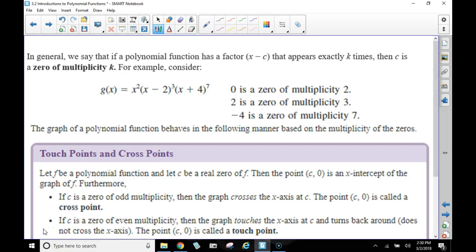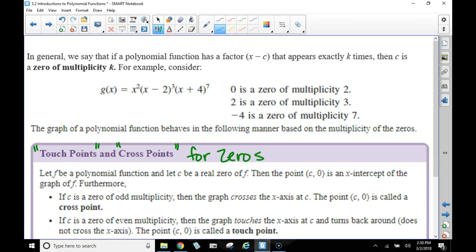All right, so what we have been doing so far with finding these zeros is we've been finding the places where our polynomial function is going to cross our x-axis. Actually, not just cross, but cross or touch the x-axis. And that's what we need to talk about next. Do we have touch points or do we have cross points for our zeros?